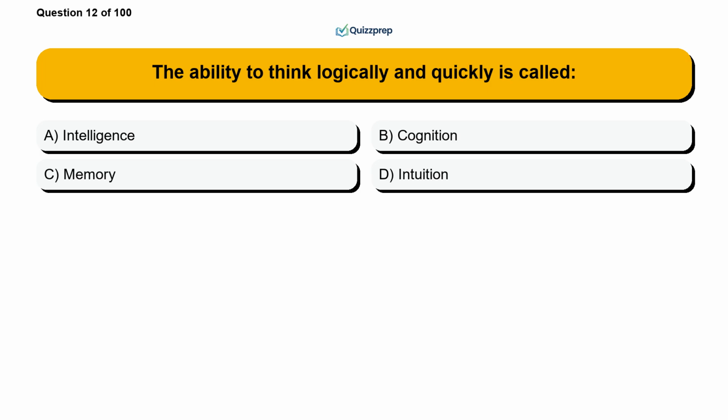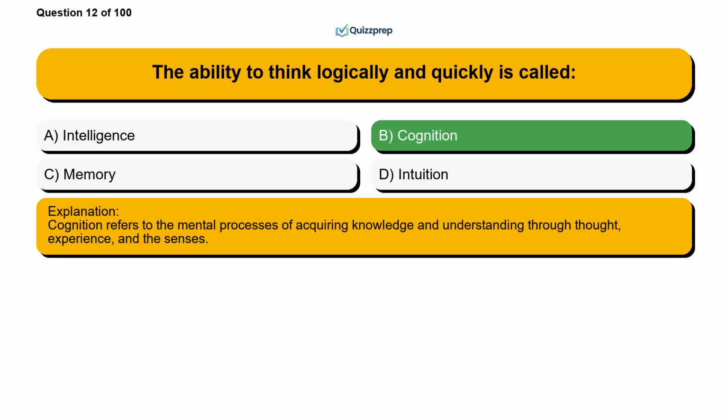Option C, memory. Option D, intuition. The correct answer is option B, cognition. Cognition refers to the mental processes of acquiring knowledge and understanding through thought, experience, and the senses.